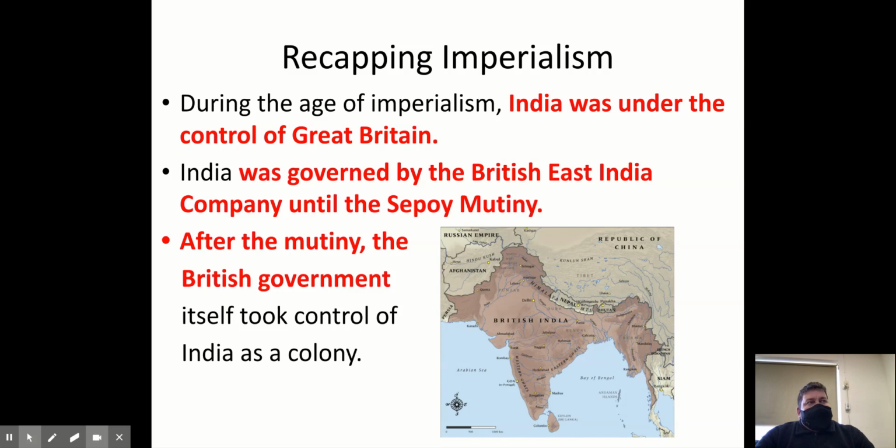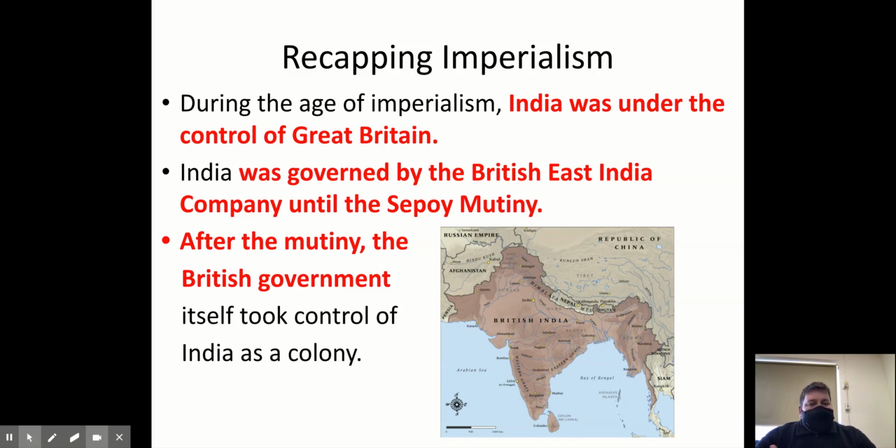And the problems arise when they use cow and pig fat to grease rifle cartridges. The sepoys get really mad, they mutiny, etc. And this results in ultimately the British government sending regular British army troops into India, and Britain takes direct control with their government over India. And that's the situation that India is in. So that sets the table for where we're at now.